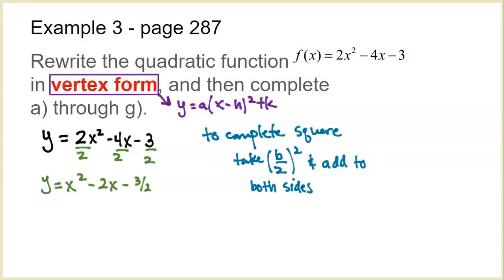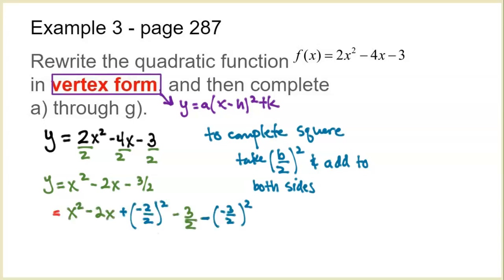So hopefully this is jogging your memory from what we talked about previously. So now that I'm taking this middle term, negative 2, I've divided it by 2, and I squared it, and I'm adding it to this part of my expression, because this is the part that I want to complete the square. But then I'm also going to subtract it, because this is like adding 0.